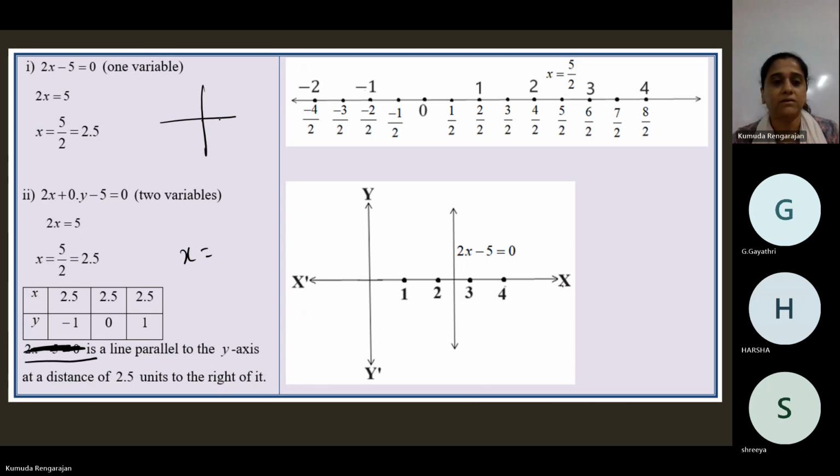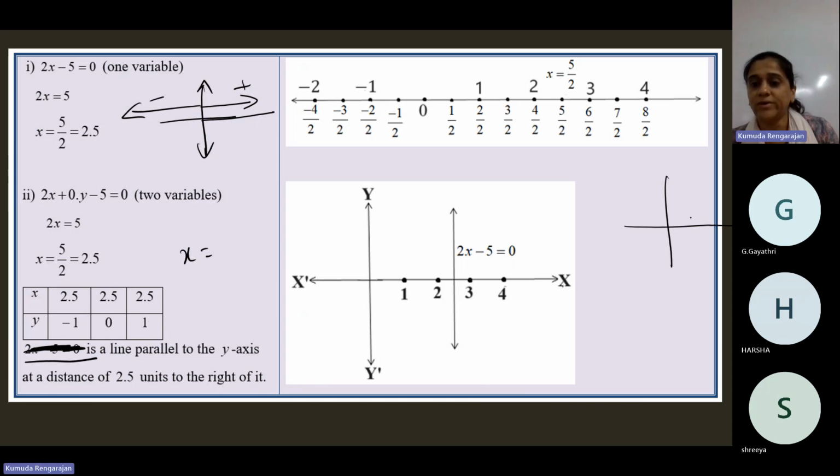See here, this is the y-axis, right? This is the right side of the y-axis, positive. This is the left side of the y-axis, negative. This one is above the x-axis, positive. Below the x-axis, negative.